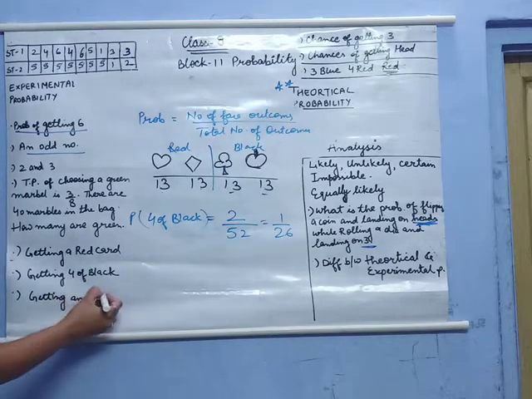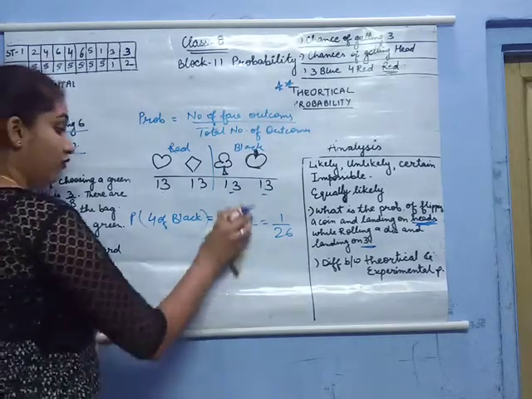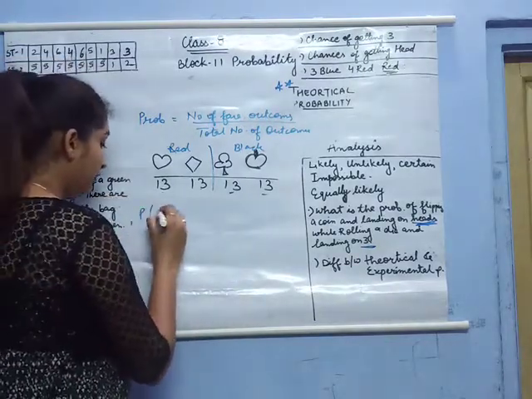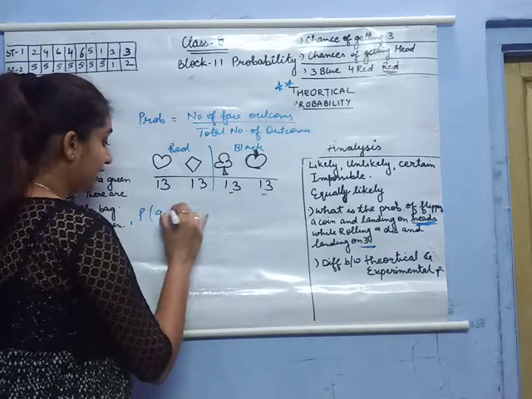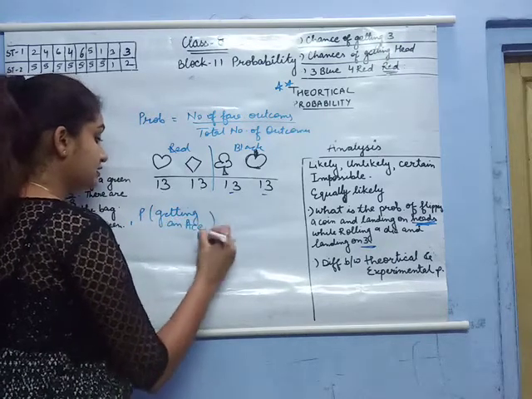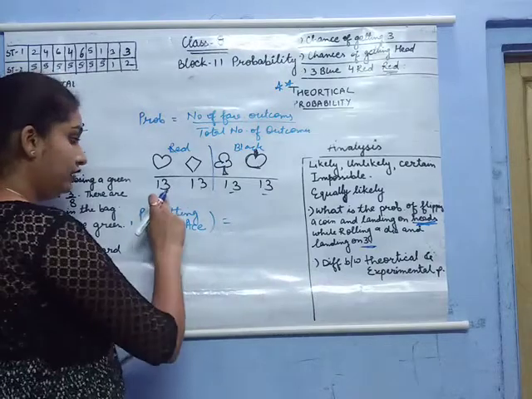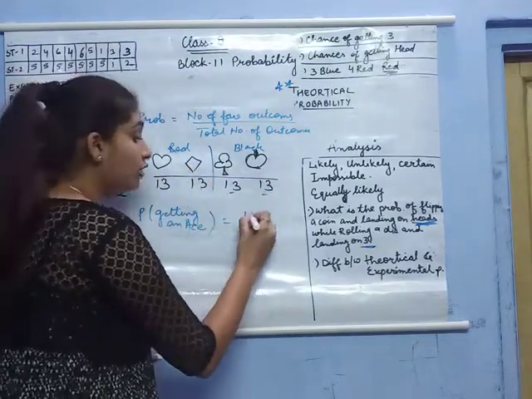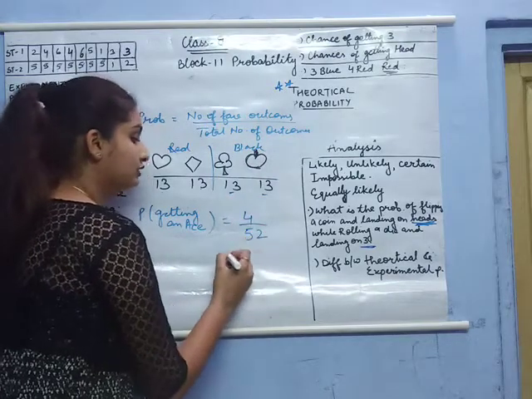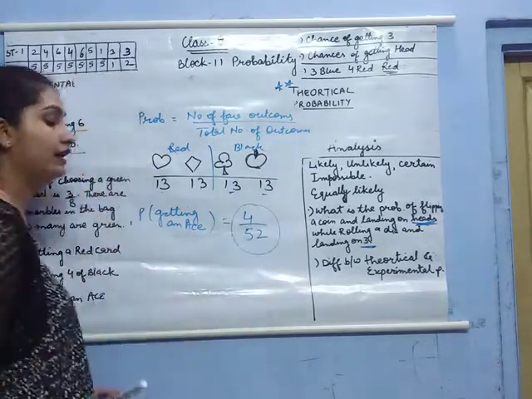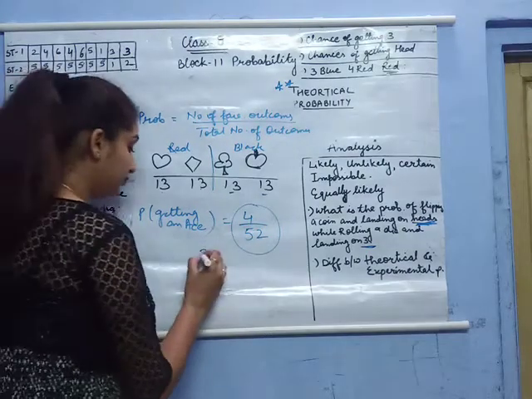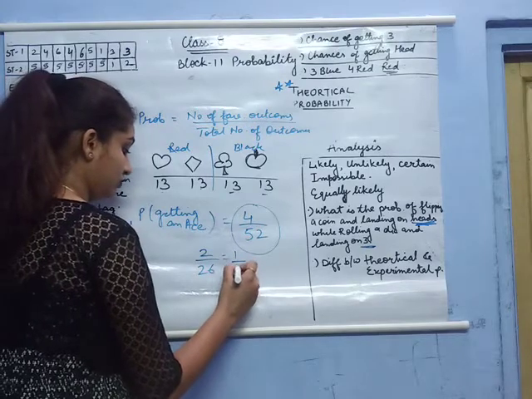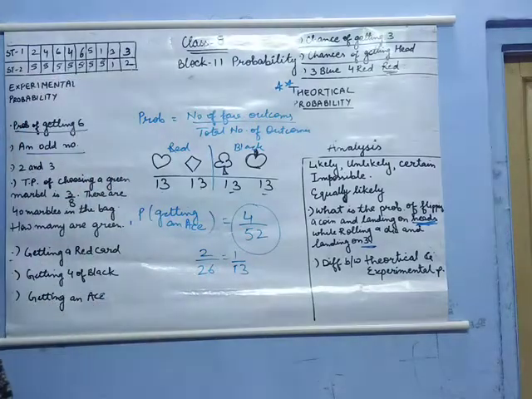Getting an ace. Ace is noted by A. The probability of the event of getting an ace. How many aces are there? 1, 2, 3, 4, one from each suit. So we have 4 aces and total 52 cards, right? This is the probability of getting an ace. You can further simplify it. 1 out of 13.